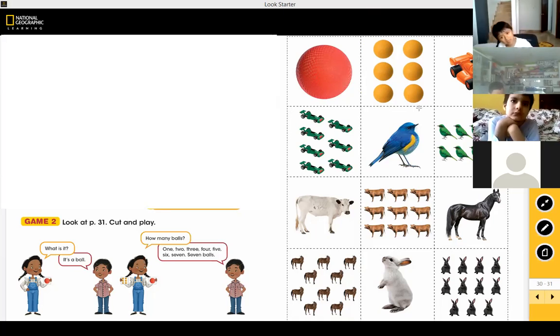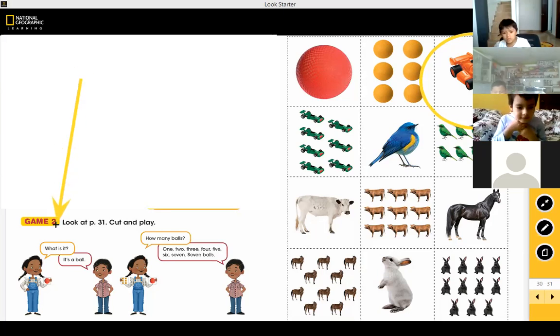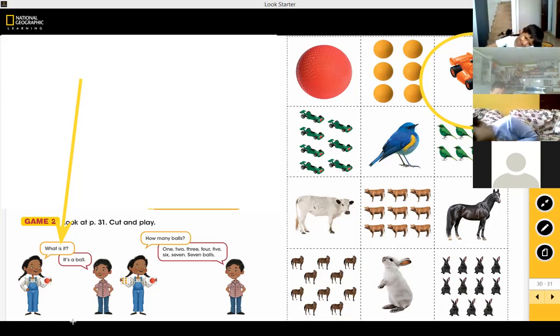A ver. Vamos, Jared. Excuse me, Adrián. What is it? Ahí está la pregunta. What is it? A ver. What is it? Excellent. Adrián, very good, Jared. Adrián, what is it?